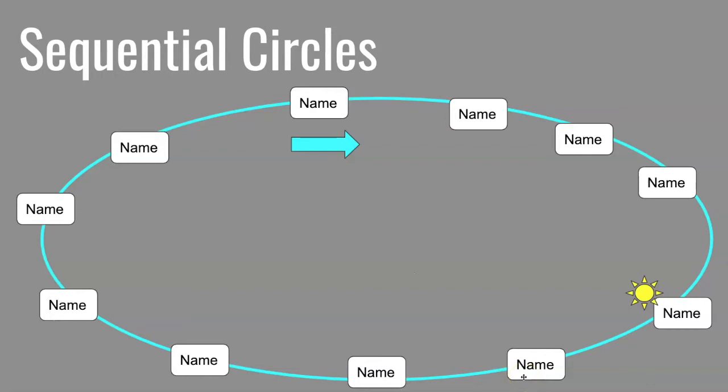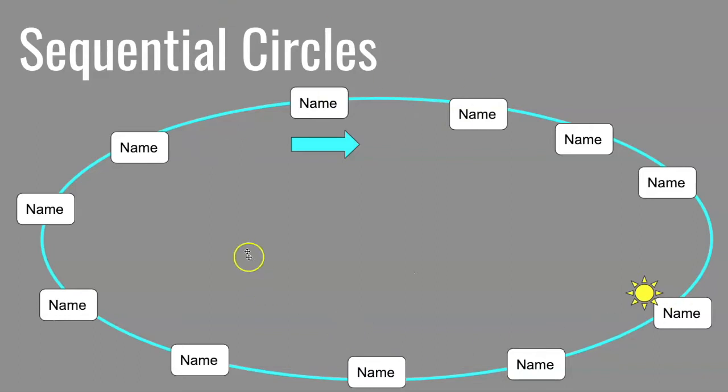On Zoom, you might be thinking that's very difficult to do because we don't have the ability to move our seats, and even the gallery view looks a little bit different for each person. So what I would recommend for doing a sequential circle in your class is to create a slide and share the slide that looks a lot like this.